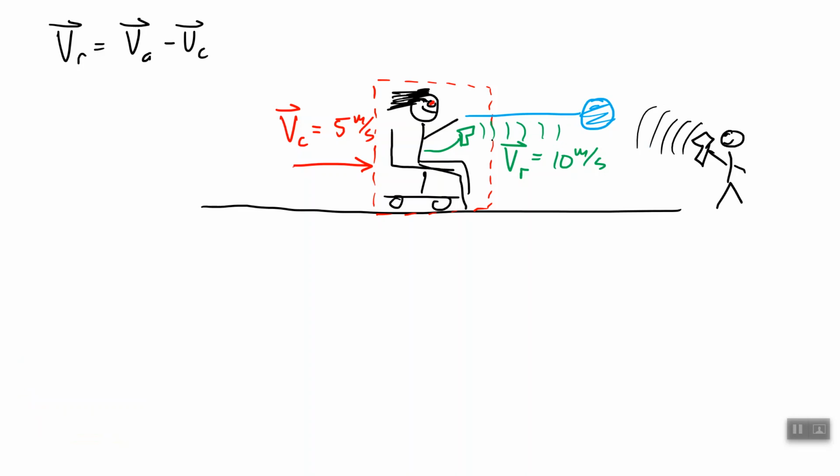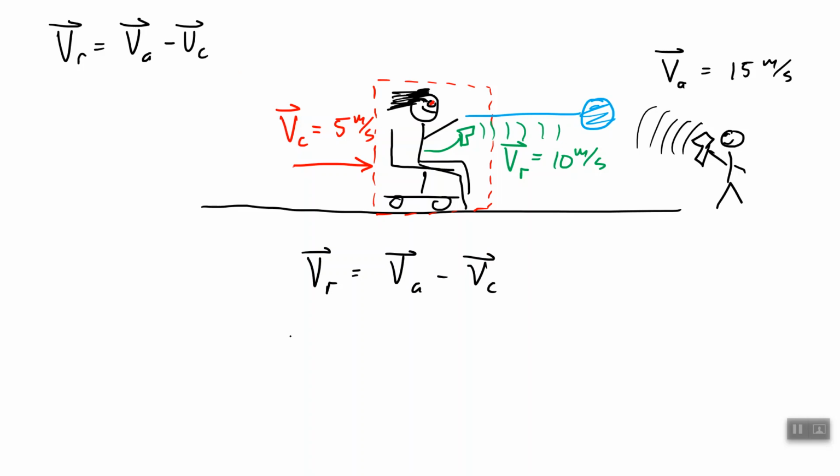Why? Because I threw the ball the same speed I always throw it. I can throw it 10 meters per second. But I am moving as I throw it. So they're going to see an absolute velocity of 15 meters per second. The velocity I threw the ball plus how fast I was moving as I threw it. And this checks out, right? Relative velocity equals absolute velocity minus velocity of the control volume.